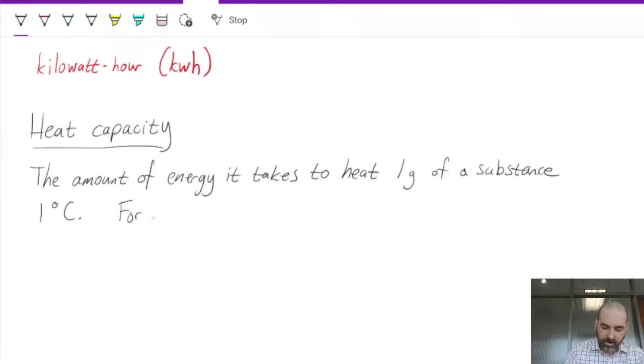So for water, the heat capacity, which is usually referred to as a capital C, is 1 calorie per gram degree C. So that's saying it takes 1 calorie to heat 1 gram of this substance 1 degree C. But other substances have different heat capacities.